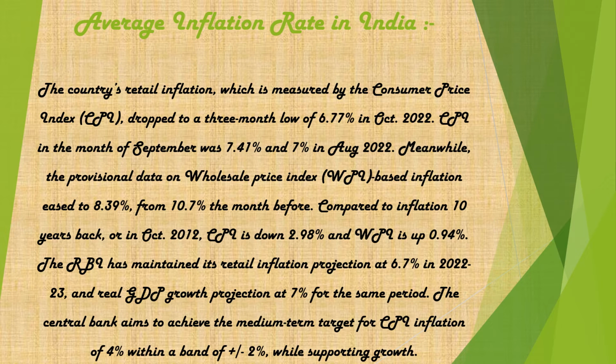Average inflation rate in India. The country's retail inflation, which is measured by the Consumer Price Index (CPI), dropped to a 3-month low of 6.77% in October 2022. CPI in the month of September was 7.41% and 7% in August 2022. Meanwhile, the provisional data on Wholesale Price Index (WPI)-based inflation eased to 8.39%, from 10.7% the month before. Compared to inflation 10 years back, or in October 2012, CPI is down 2.98% and WPI is up 0.94%.